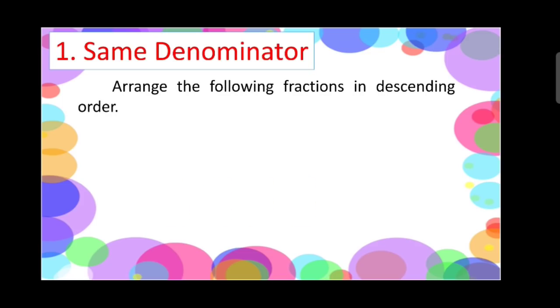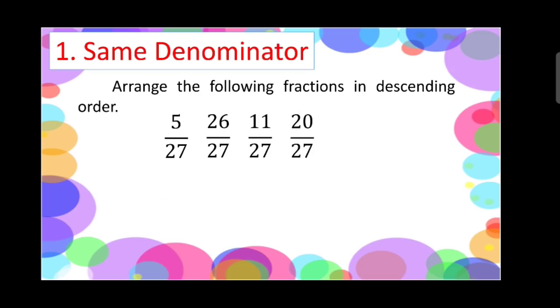Arrange the following in descending order. So, 5 over 27, 26 over 27, 11 over 27, and 20 over 27. So, same sila ng denominator, but magkakaiba yung numerator. So, in descending naman, papaliit yung value. So, di ba, pinakamalaki value dyan, 26 over 27. Susunod, si 20 over 27. So, 11 over 27. Then, lastly, 5 over 27.